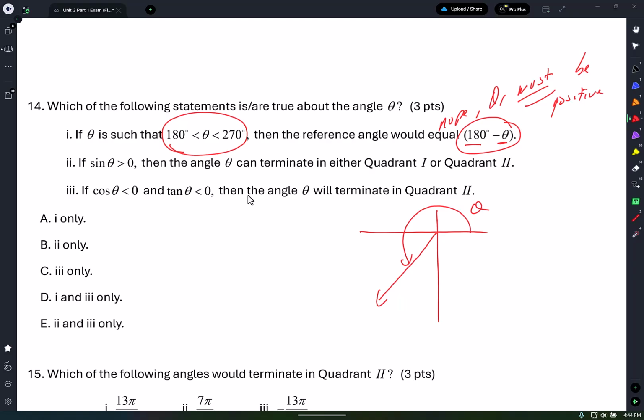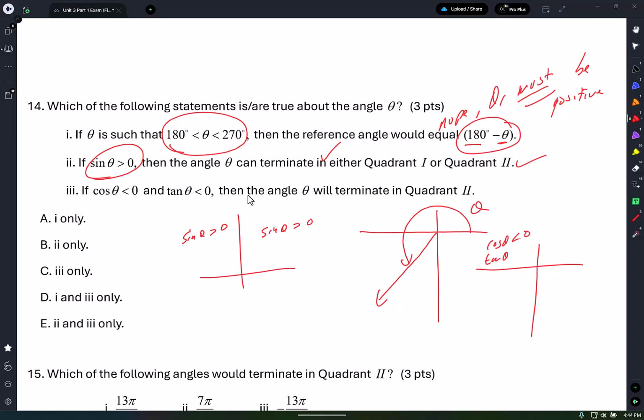Number 2: if sine theta is positive, then angle theta can terminate in quadrant 1 or quadrant 2. Yeah, that's true. If sine theta is positive, y is positive. Sine theta is positive in quadrant 1 and in quadrant 2. So that one's true. If cosine theta is negative and tan is negative, then the angle theta will terminate in quadrant 2. In quadrant 2, cosine theta is in fact negative, and tan, which is y divided by x, is negative. So there it is: 1, 2, and 3. You see how they did it?